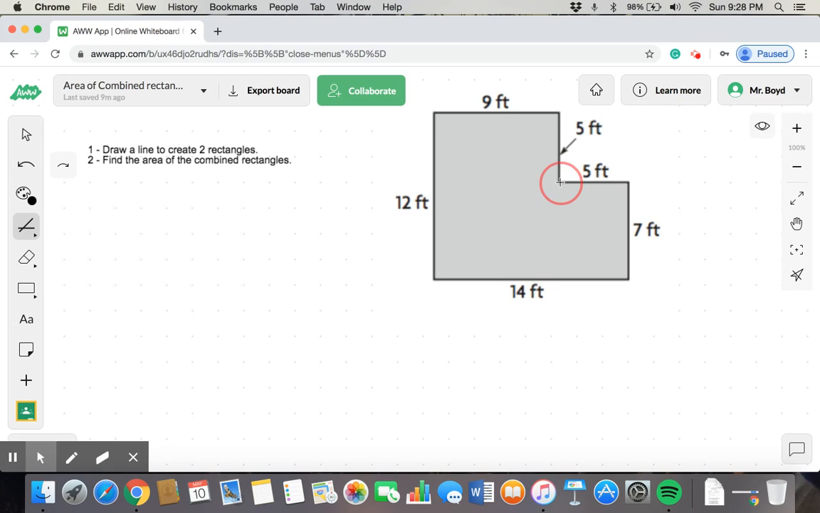So I will draw my line. I'm going to draw it right here, and that creates rectangle 1 and rectangle 2. Now, I need to find the area of rectangle 1 and rectangle 2, and I will add them together. Now we know our formula for a rectangle is area equals length times width.